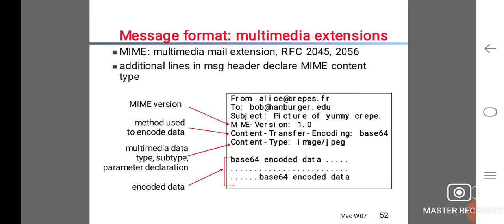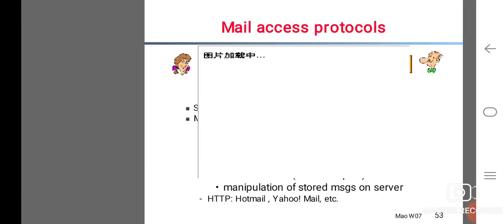Message format: multimedia extensions, MIME, RFC 2045 and 2056. Additional lines in the message header declare the MIME content type. MIME version 1.0 is the MIME version. Content transfer encoding base64 is the method used to encode data. Content type image/jpeg is the multimedia data type, subtype, and parameter declaration. Then comes the base64 encoded data.